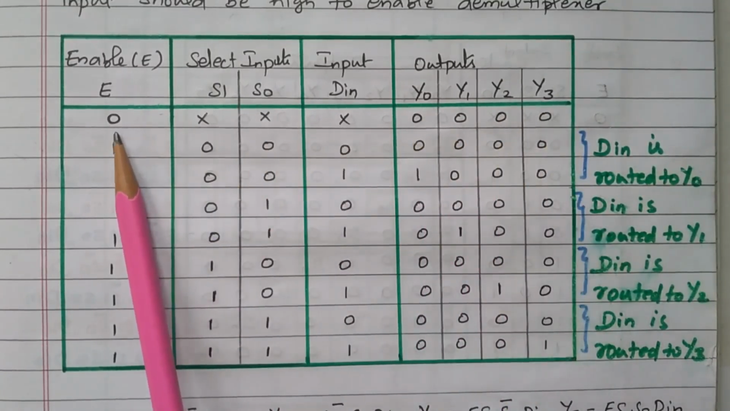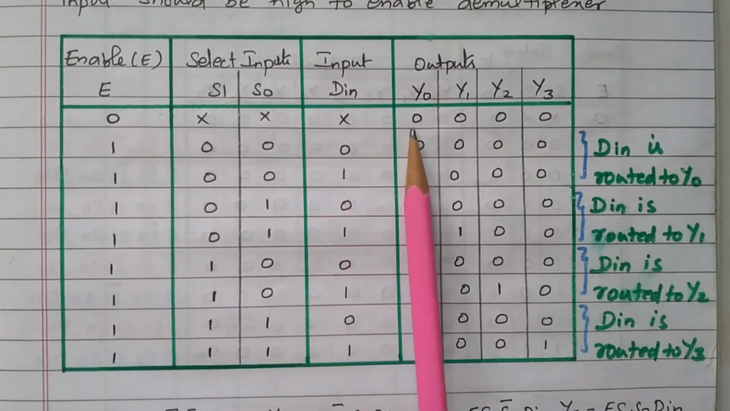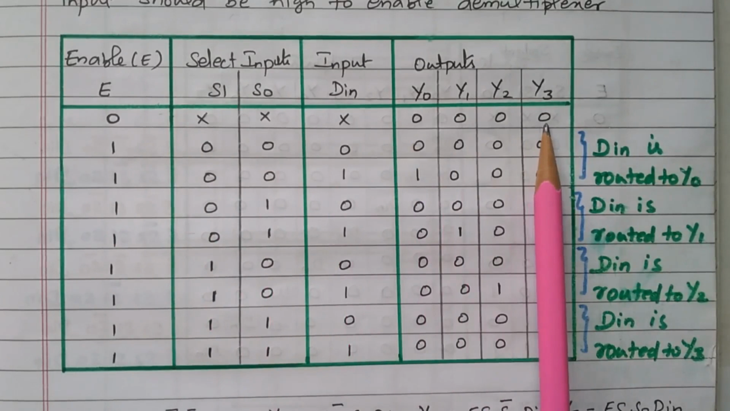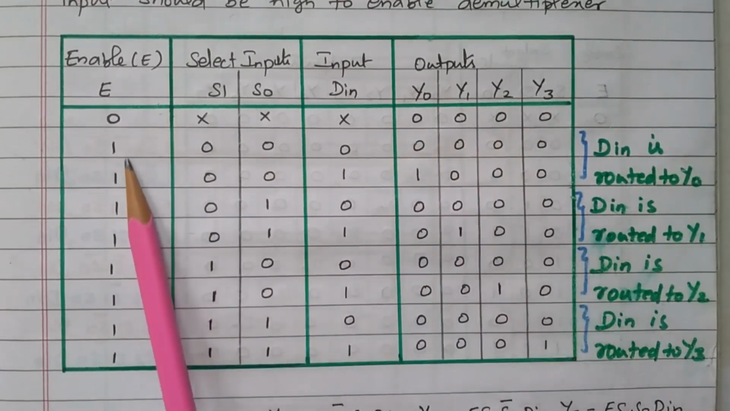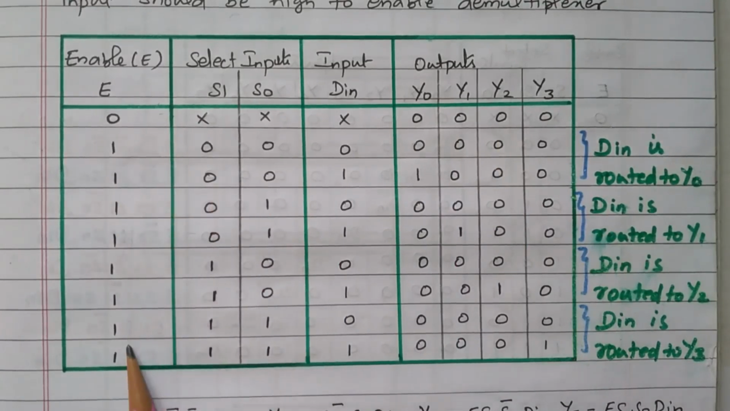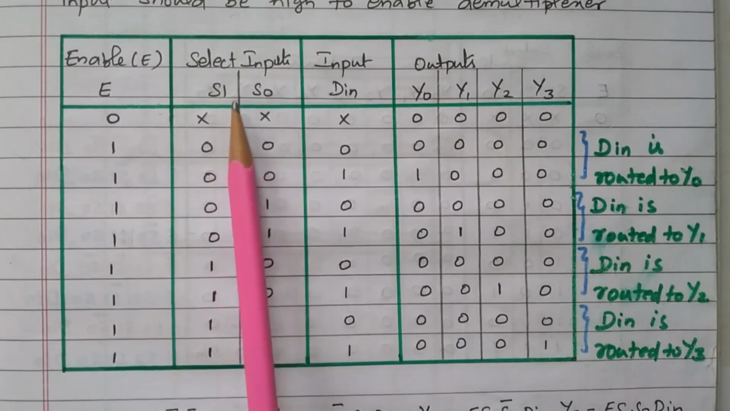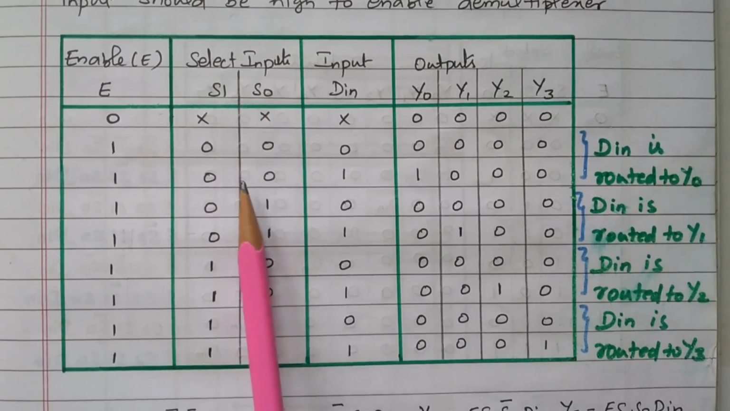If enable is 0, whatever may be the selection line, whatever may be the data input, all outputs are 0. That is, the circuit is not enabled. It will produce only 0. Suppose enable is 1. In that case, we will go to the remaining rows. Here, all have enable 1. So the selection line is 2-bit data S1 and S0, so that 4 combinations are available: 00, 01, 10, 11.